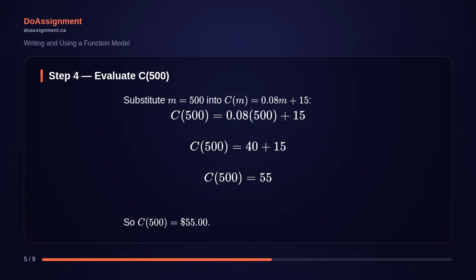Now substitute 500 for m. 0.08 times 500 equals 40, and 40 plus 15 equals 55. So the total monthly cost for 500 minutes of talk time is $55.